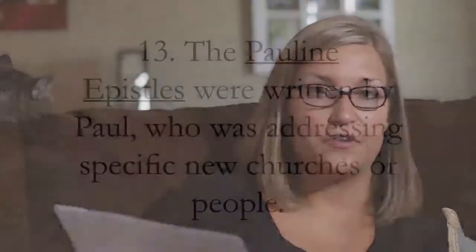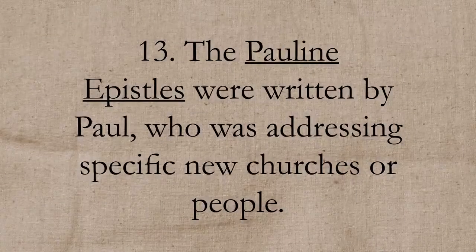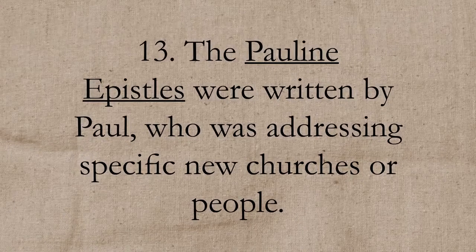Okay, so these next two numbers, numbers 13 and 14, are going to go through that middle column that we saw in that chart earlier, the epistles. Number 13 is the Pauline epistles. The Pauline epistles were written by Paul, who was addressing specific new churches or people. These are the 13 books written between Acts and Hebrews. So these were the Pauline epistles on number 13.